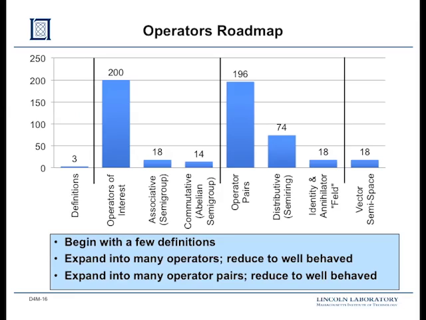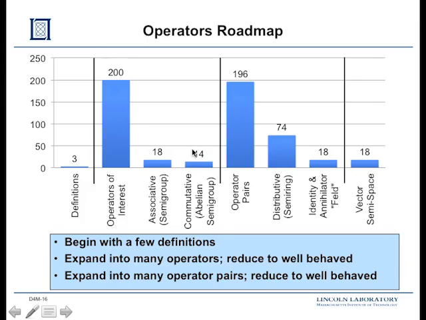So this is kind of our operator roadmap. You see here we began with 3 definitions. We will have narrowed it down to 200 operators of interest. Of those nice collision functions and union functions, there's about 200 combinations that work well. We will find that 18 of those operators are associative. Not associative in terms of associative array, but associative in terms of the formal mathematical concept of associativity. Those form what are called semigroups. 14 of them are commutative, which means they are abelian semigroups.